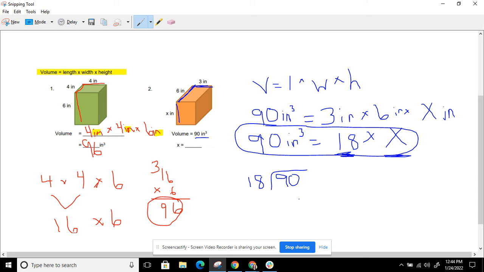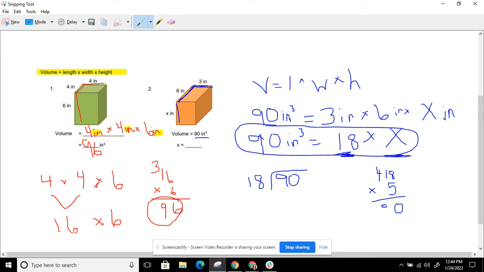This might not be easy mental math, so I might have to do some math on the side here. Let's start by checking 18 times 5. Sometimes with math, we have to do a guess and check. We're going to guess and see what 18 times 5 is, and check to see if we need to go up or down. 5 times 8 is 40. Put my 0 down, carry my 4. 5 times 1 is 5 plus 4 is 9.